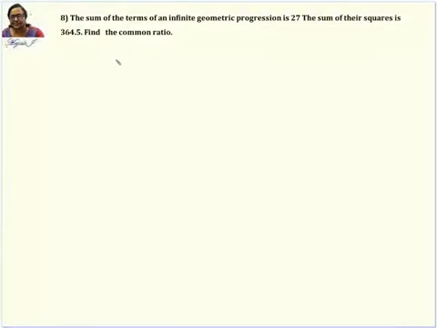The sum of the terms of an infinite geometric progression is 27. So geometric progression, what do you mean by AR? Let us go to the formula first. How do you write this geometric progression? A, AR, AR square, AR cube. So what you said is right. An is A times R power n? Check and tell me. Suppose I have 4 here. Is it going to be A into R to the power 4?